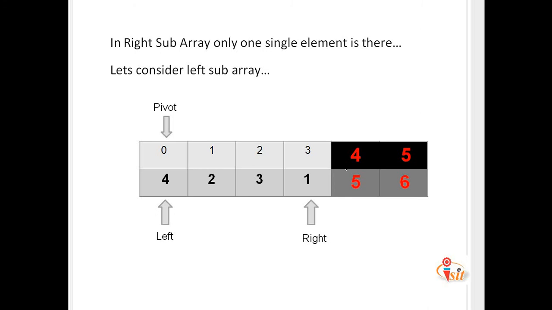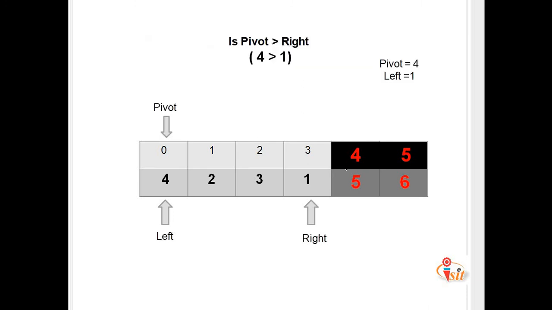The pivot we are calling the first position element, left we are also calling the first position element, and the right we are calling the last position element. Again here the pivot and left are at the same position, then we'll go for the right. So already we know the rule of right, that is if the value of right is greater than pivot, then we need to move to the left.